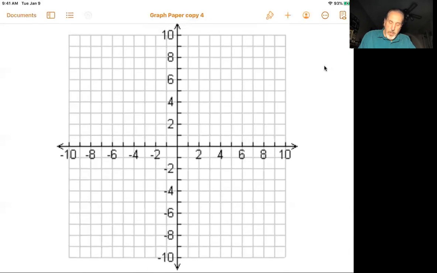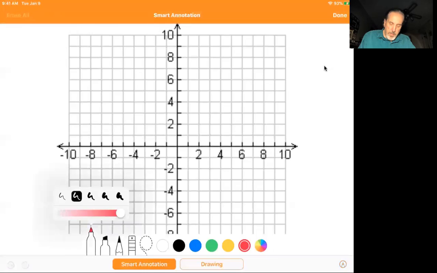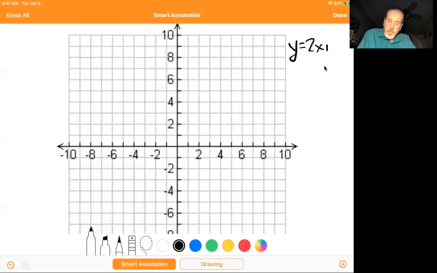So I'm going to go ahead and, come on, there's my smart annotation. It keeps defaulting to red, which I don't like. Go with that. So here's the equation, y equals 2x plus 2.